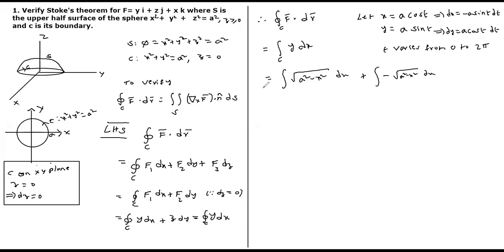Upper semicircle as C1, lower semicircle as C2. Then write down the corresponding limits of integration and do the integration. And that will take time. So whenever you have a closed curve in the xy plane, be careful. Instead of doing all these things, it is easy for me to do it in parametric form.